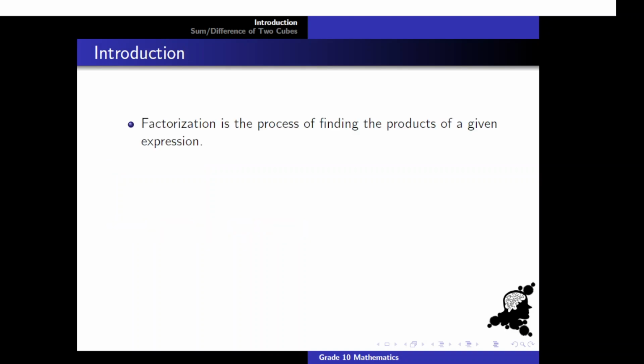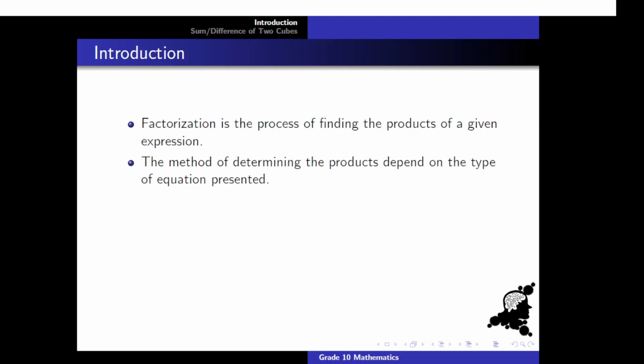As we've mentioned in the past two videos, factorization is the process of finding the products or factors of a given expression. Now, if you haven't watched the previous videos on the common factor and the difference of two squares, I would highly suggest that you go have a look at them and then come back to this video so that you follow the process in order of how to do the given factorizations, because there are cases in which you have a sum or difference of two cubes that needs a common factor factorization, or there are cases in which you've got the sum or difference of two cubes that need you to use the difference of two squares as well. So, as we said, the method of determining the products or the factors depends on the type of equation that you have.